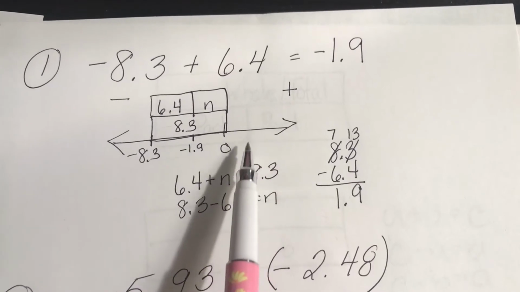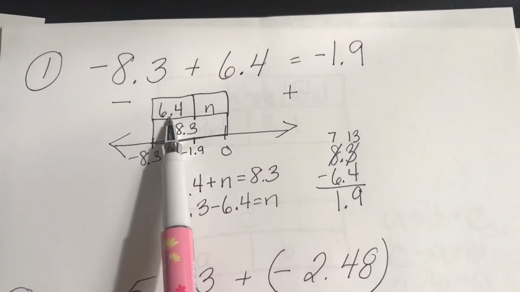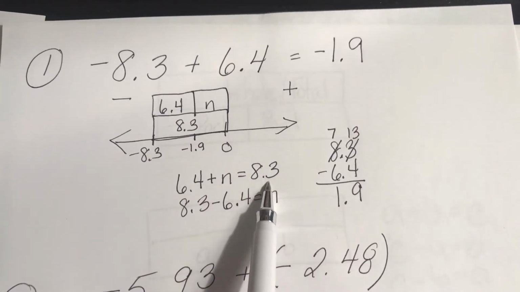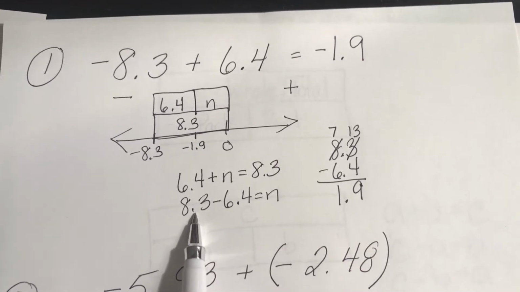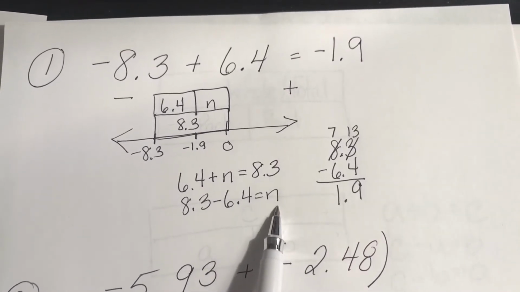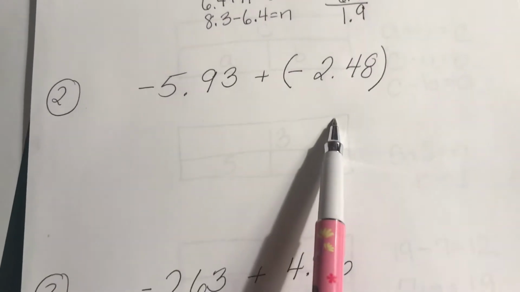And even though these numbers have decimals, it's the same theory. Here's a total. I have a part. I just need the other part. So 6.4 plus some number makes 8.3. I could just turn it into a subtraction problem: 8.3 minus 6.4 to give me some number. And I can stack it and figure it out. So let's see what that looks like in another model.